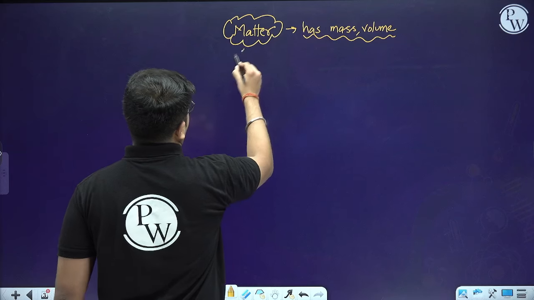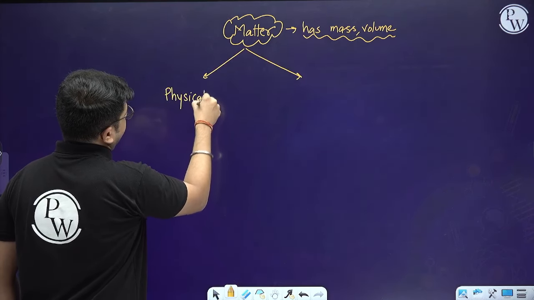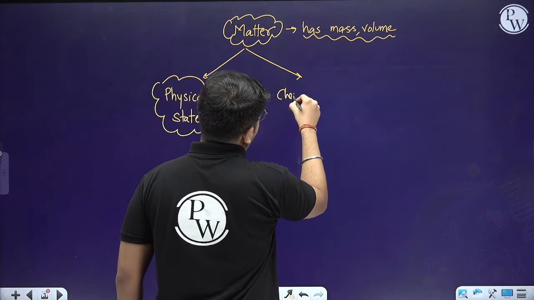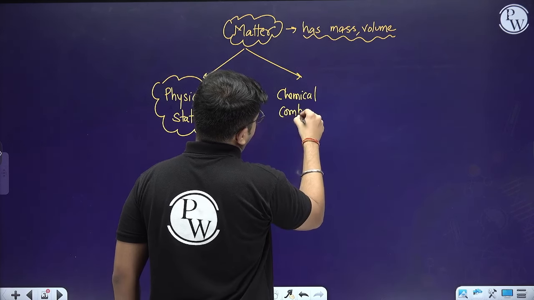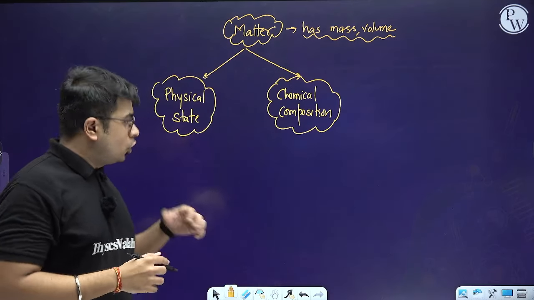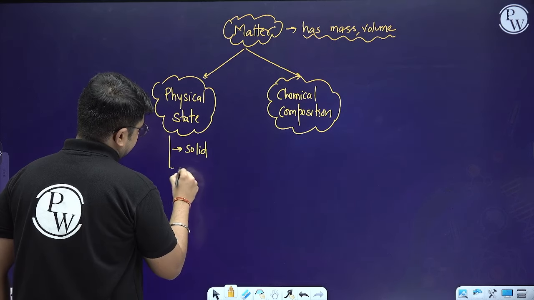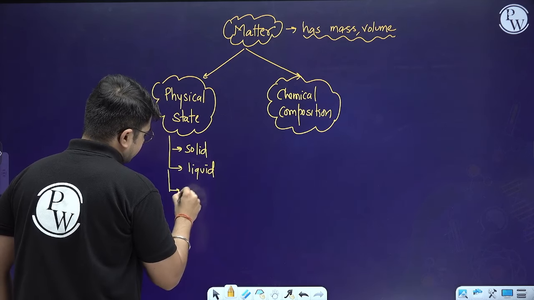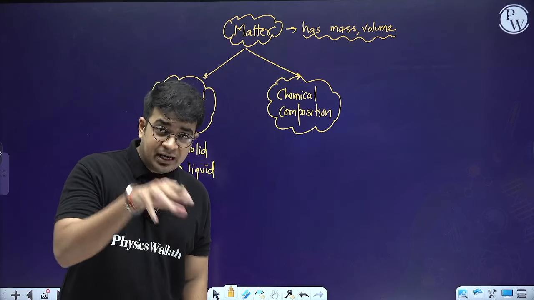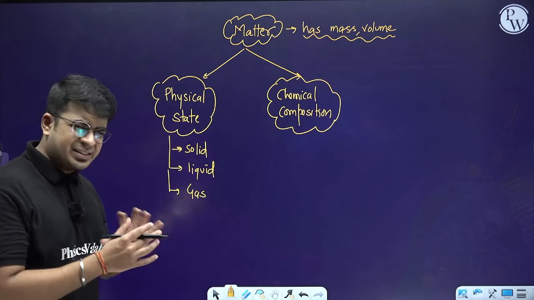Now if we classify matter, I can simply classify it into two parts. First is physical classification, or physical states, and next is chemical composition. By physical appearance, I can classify matter into three major categories, although there are five categories. First is solid, next is liquid, and last is gas. I hope this part is clear. In the entire portion of physical chemistry in 11th class, we are going to discuss mainly the gaseous state, some portion of liquid, as well as some basic idea about the solid state.